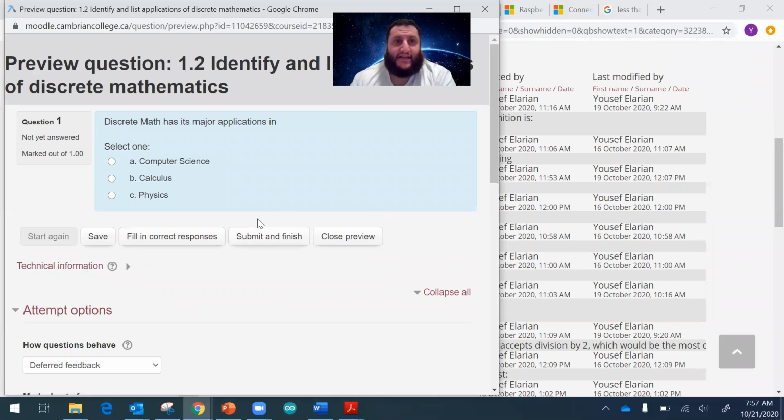Discrete math has its major application in digital systems like computer science. Not calculus. Calculus is more about continuous, not physics. Physics is more about continuous as well.